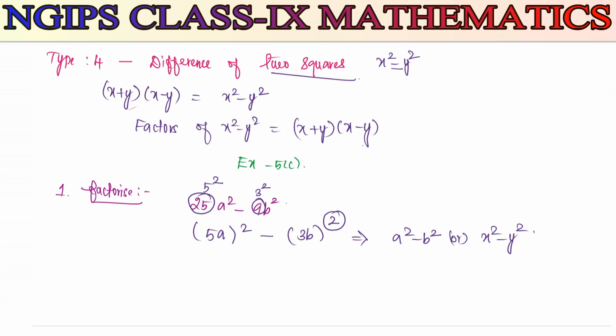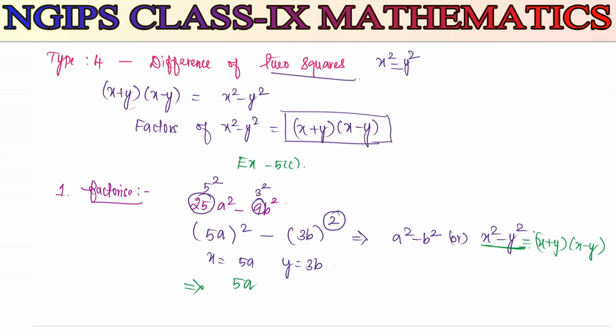The formula here is x square minus y square is equal to x plus y into x minus y. So x here is 5a, and y here is 3b. So I can write 5a plus 3b into 5a minus 3b. So these are the factors for the given expression. Okay, now we'll move to the next one.